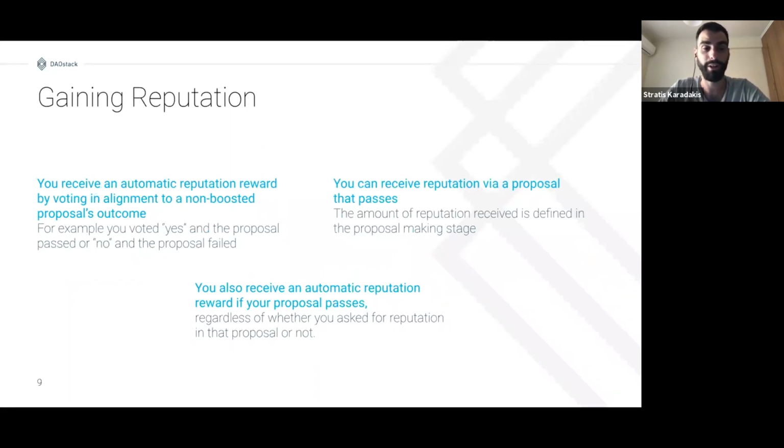Now to the specific mechanics of how it works. If you want to gain reputation, there are 3 ways. You will receive an automatic reputation reward by voting in alignment with a non-boosted proposal's outcome. For example, you voted yes and the proposal passed, or no and the proposal failed. You can also receive reputation via a proposal that passes, and the amount of reputation that you receive is defined in the proposal making stage, and we're going to cover this in the walkthrough. And third, you also receive an automatic reputation reward if your proposal passes, regardless of whether you asked for reputation in the proposal or not, as a sign of recognition that you made a valuable contribution.